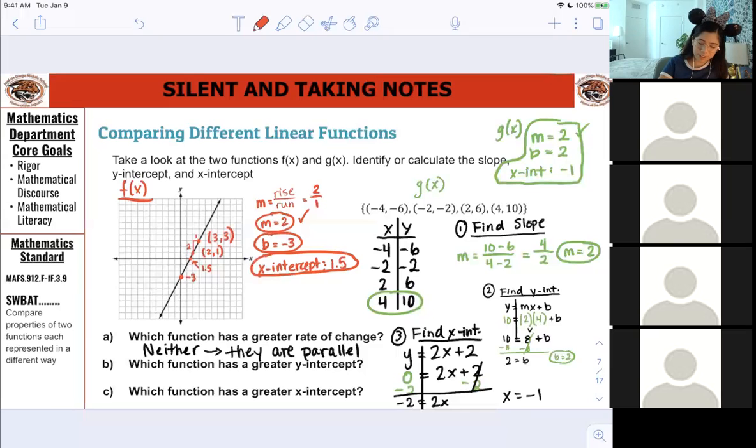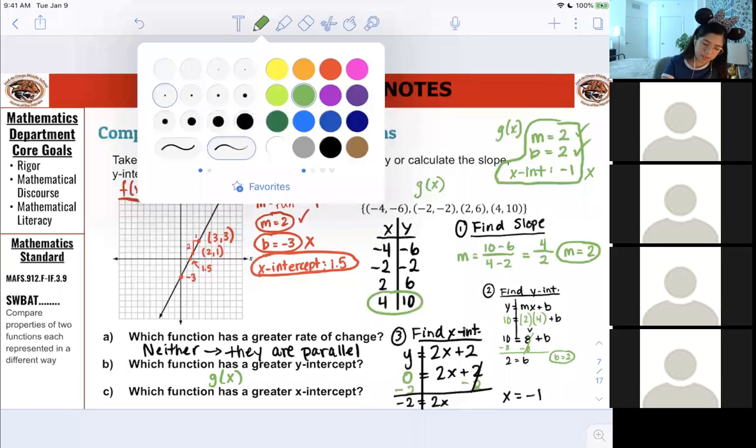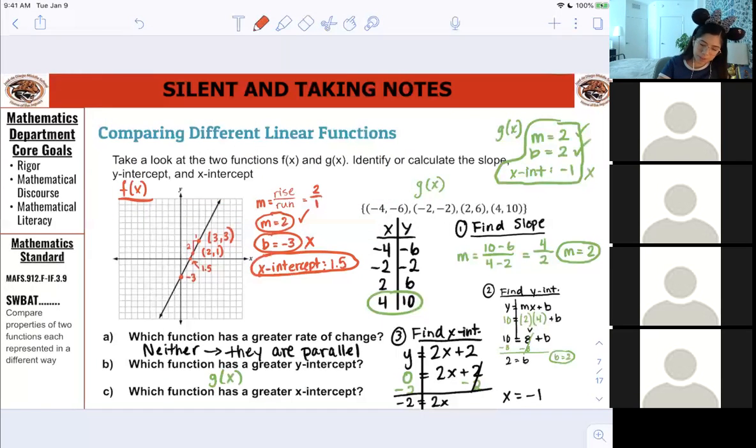-3. So that's not it, because what's the y-intercept of g of x? +2. Good. G of x has a greater y-intercept. And then which one has a greater x-intercept? F of x, because what's the x-intercept of g of x? 1.5. It's 1.5 versus -1, so f of x wins.